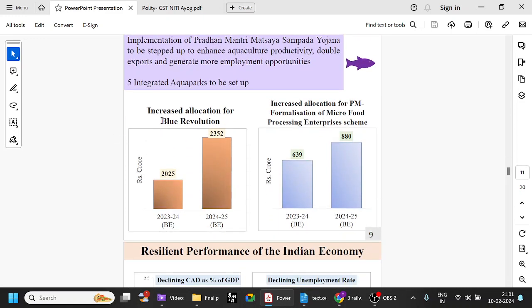So blue revolution is related to marine resources, fisheries, etc. And you can see in the last 1 year, it has increased from 2000 to 2352. And here you can see an increase in allocation for the formalization of micro food processing scheme. That has also increased.